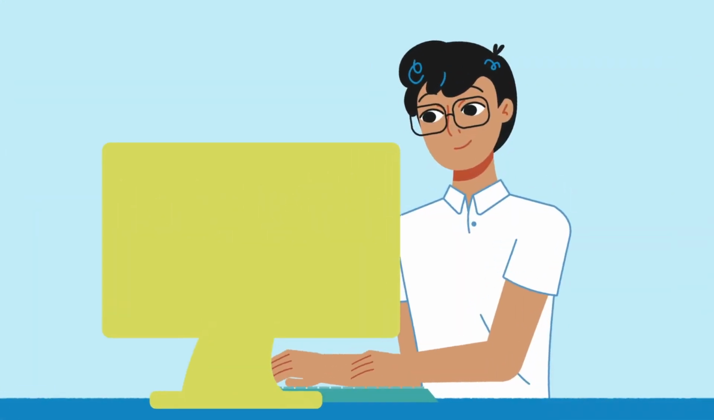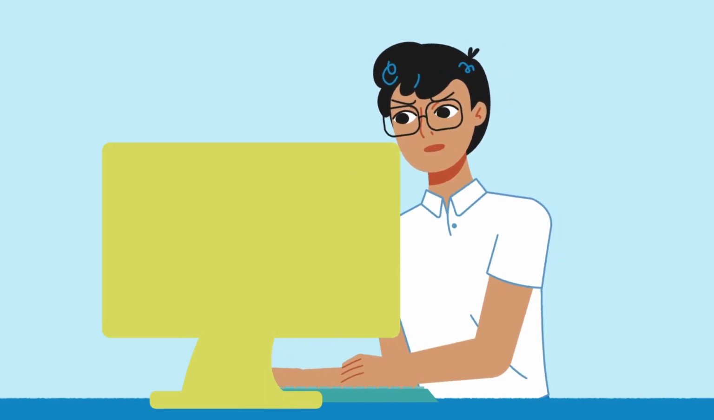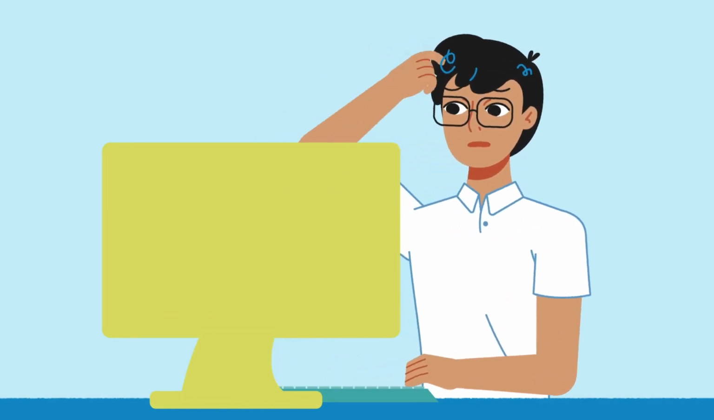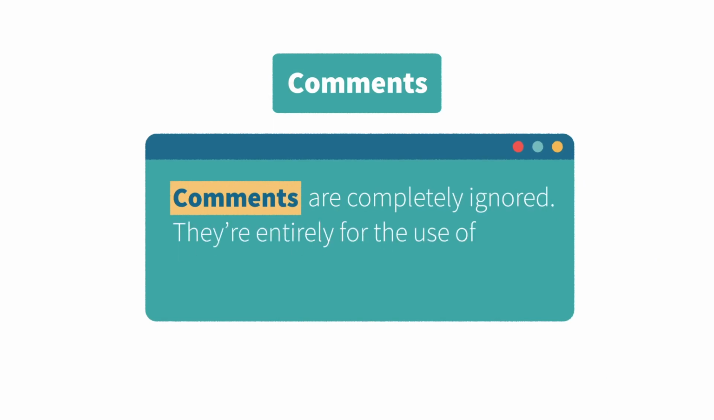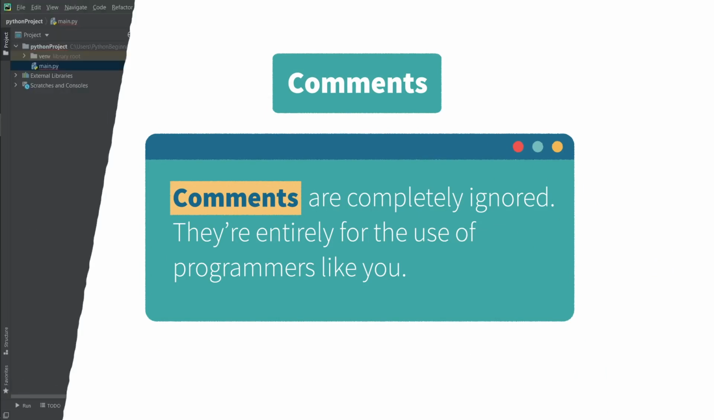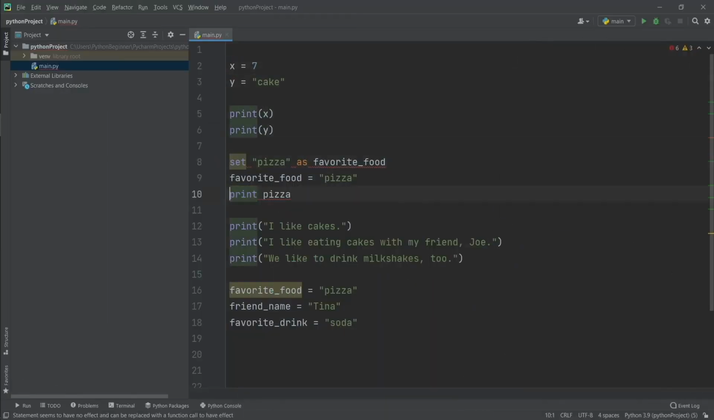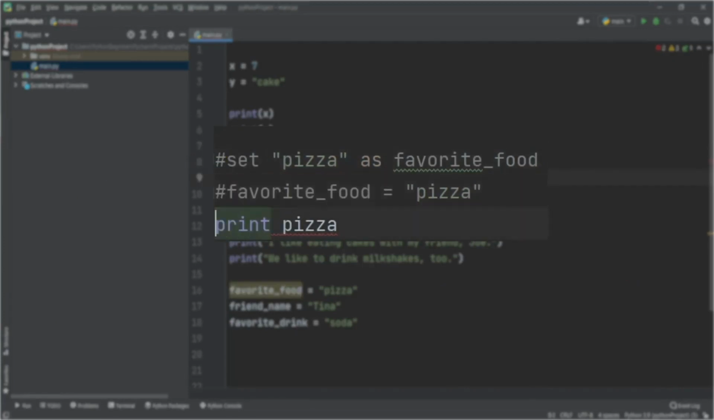Let's say you're working with a big group. You'd probably go insane if, after working on the project for weeks, you saw an unfamiliar line of code and have no idea what it's about. That's why comments are important. When you run your project, comments are completely ignored. They're entirely for the use of programmers like you. To make a comment, all you need to do is use the pound sign. Here are some examples.